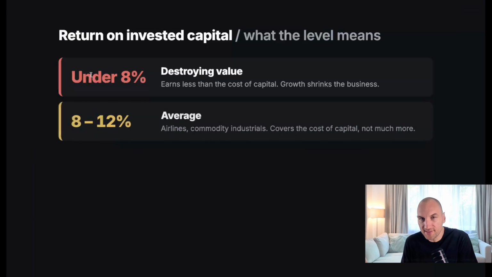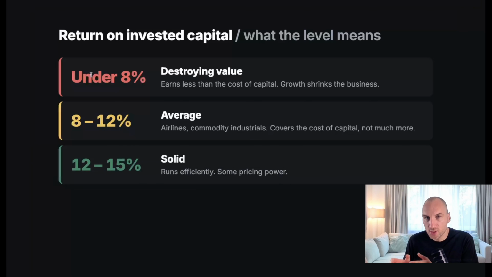8 to 12% is average. Usually you can find airlines or commodity industrials at that level. 12 to 15% is solid. A company in this range runs efficiently and has some pricing power. It can raise prices a little without losing customers, and it isn't burning money on projects that go nowhere.